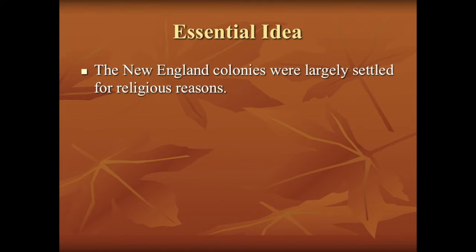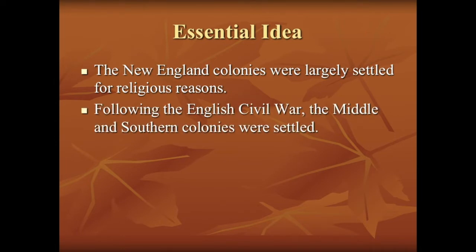This lecture is really divided into two, if you will, sub-lectures. The front side is going to be about the New England colonies, and we will talk about how they were largely settled for religious reasons, for various religious reasons, but religious reasons nonetheless. The back side of this lecture is going to talk about how the middle colonies were settled, especially Pennsylvania, and how the southern colonies were settled beyond the Chesapeake colonies, for example, the Carolinas and Georgia.